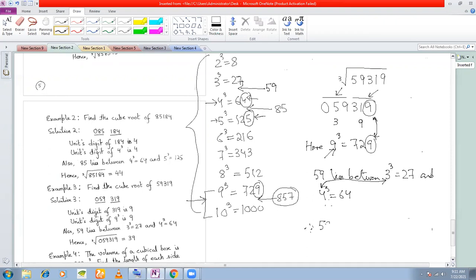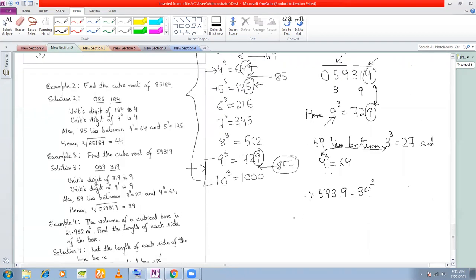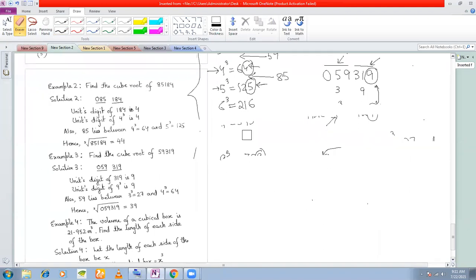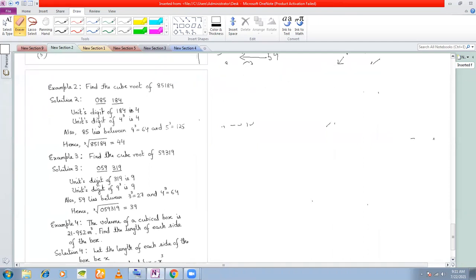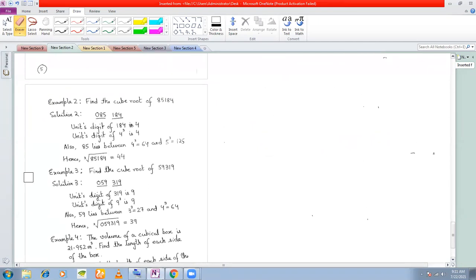So therefore, 59319 you can write as 39 cube. So therefore what is the cube root? The cube root of 59319 must be equal to the cube root of 39 cube, which is equal to 39. That's it. Fine. So moving on to one problem based on this method only.